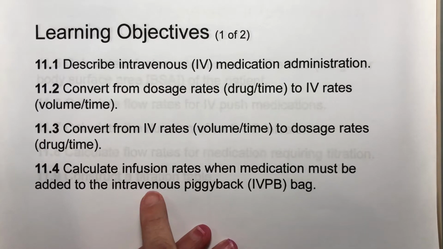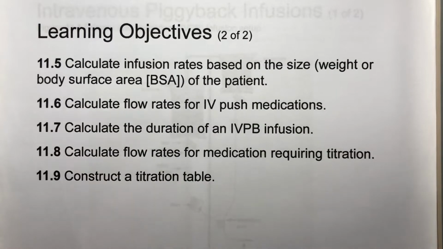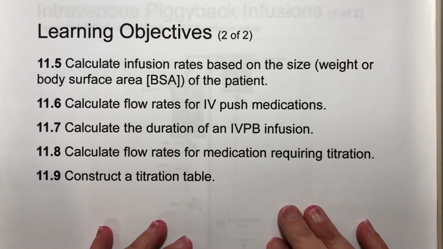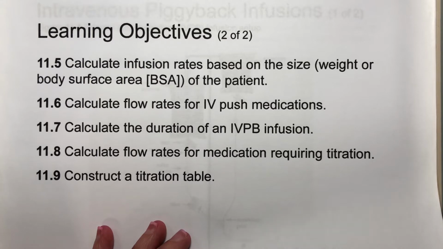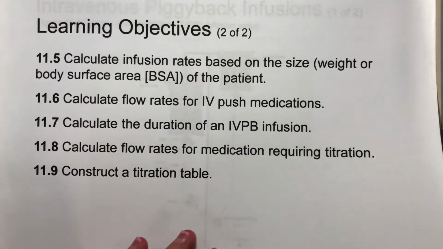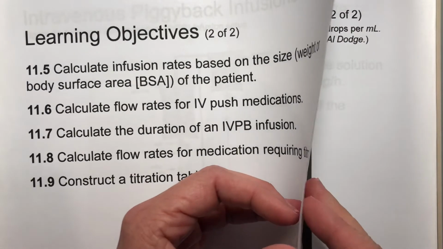We're going to calculate infusion rates when medication must be added to an IV piggyback bag. We are going to calculate infusion rates based on the size or weight of a person, the body surface area. We're going to calculate flow rates for IV push medications. We're going to calculate the duration of IV piggyback infusions. We're going to calculate the flow rates for medication requiring titrations, and we're going to construct a titration table. Now, this sounds awful, but it's really not bad at all. It's more or less the same kind of math we've been doing the whole time.